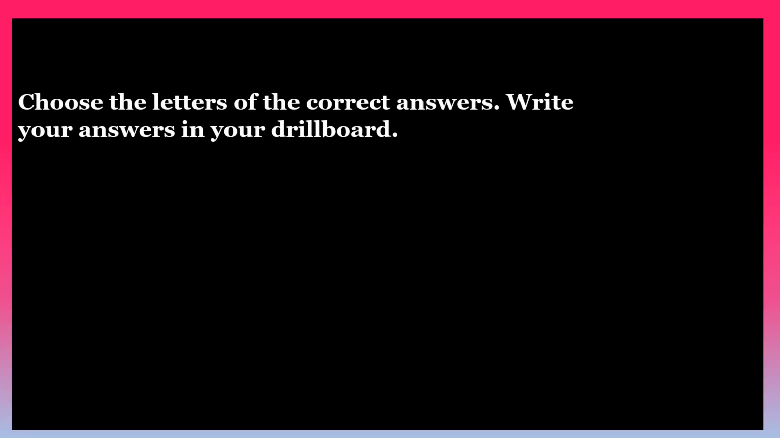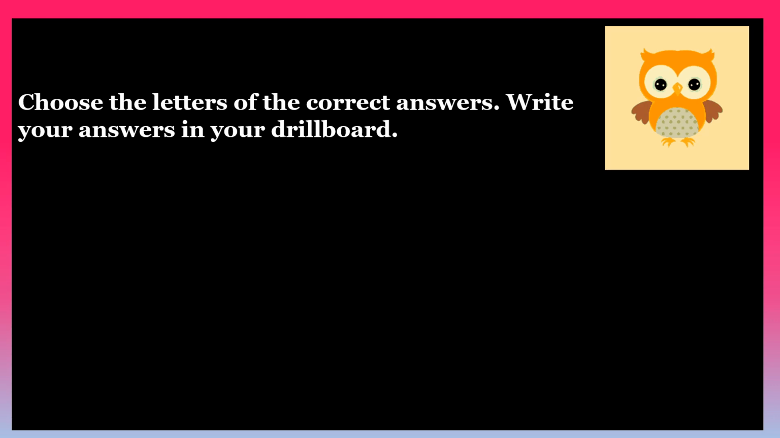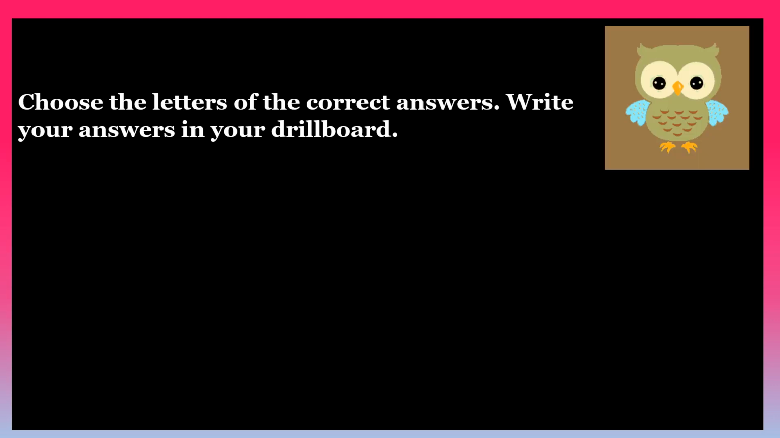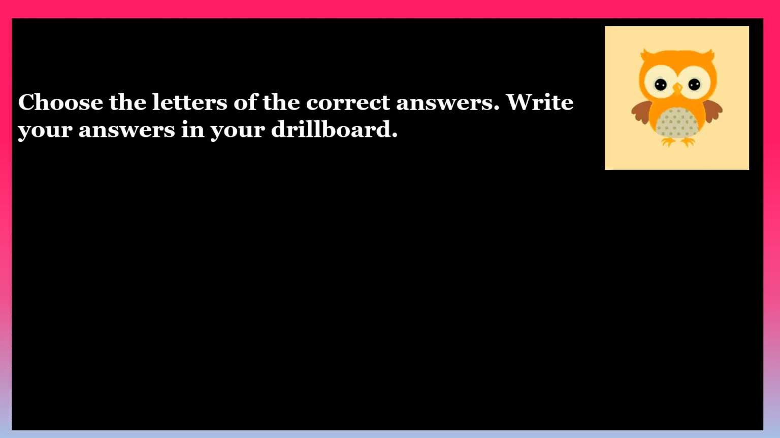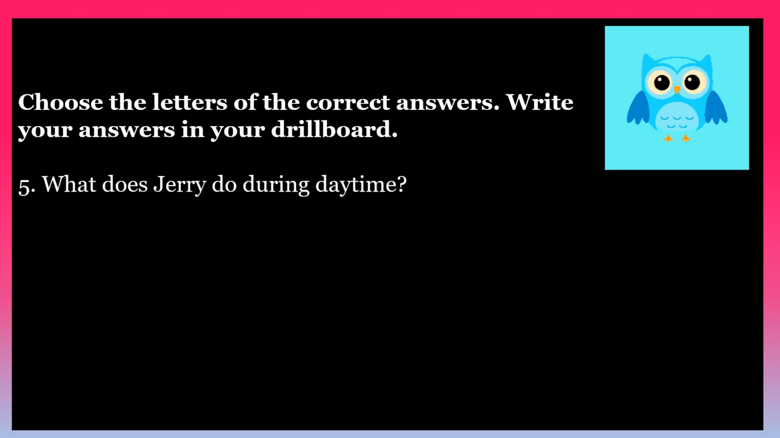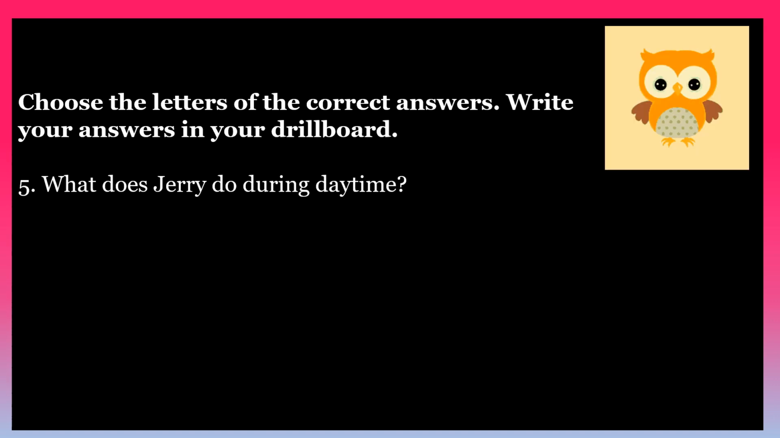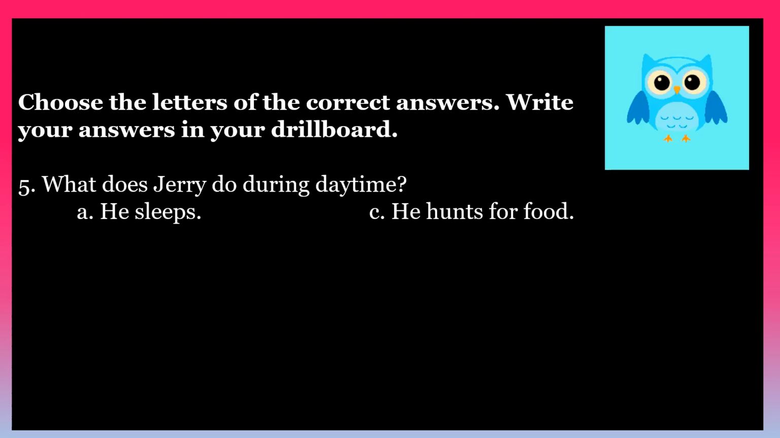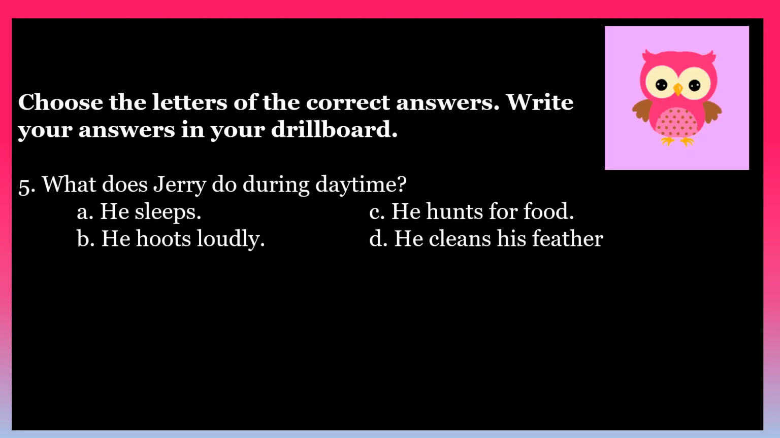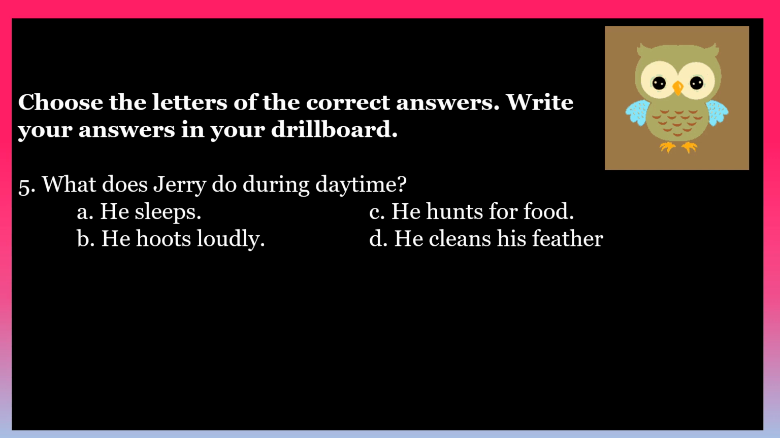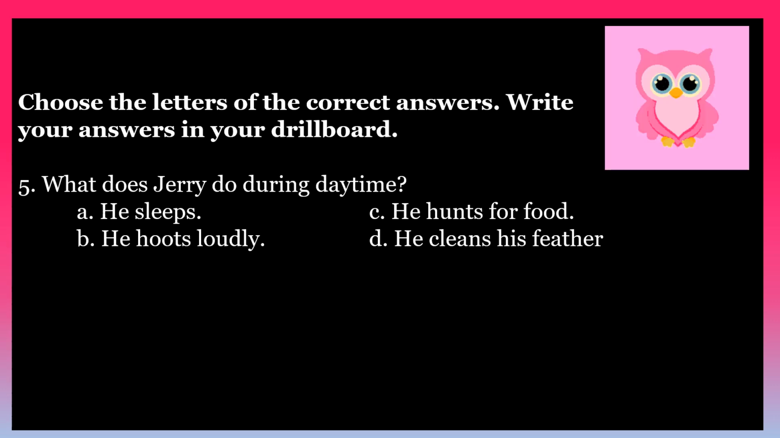Now let's go to the next page. So, you're going to choose again the letters of the correct answer, and just the same, you are going to write your answers in your drill board. Number 5. What does Jerry do during daytime? A. He sleeps. B. He hoots loudly. C. He hunts for food. D. He cleans his feather.